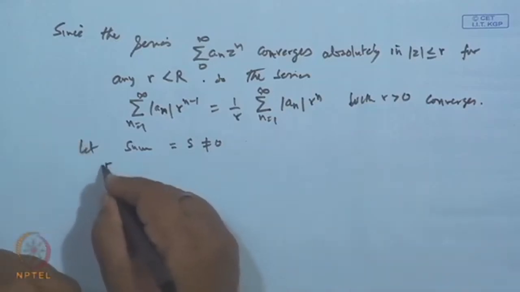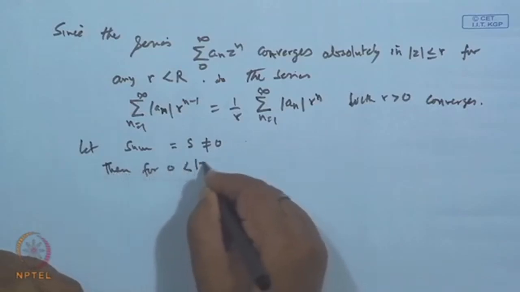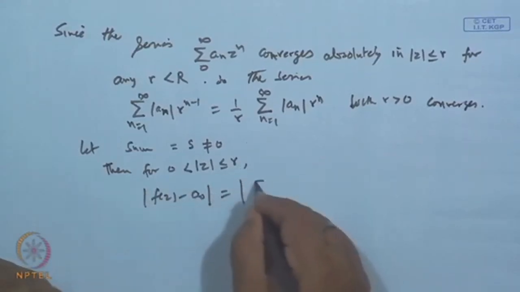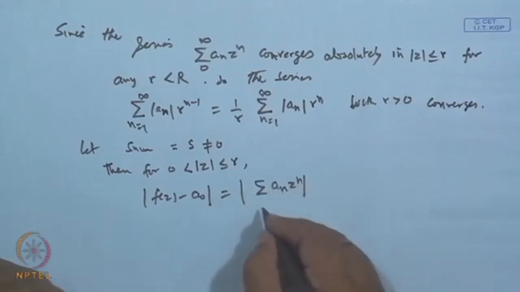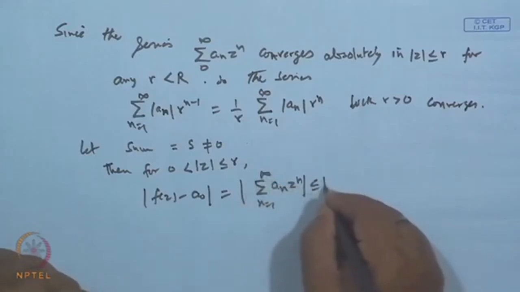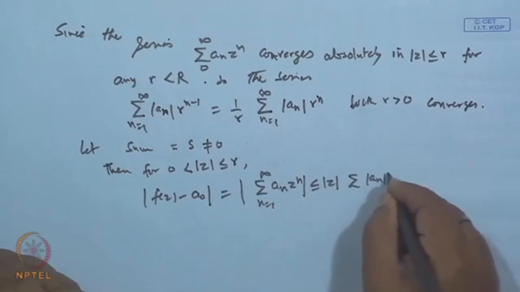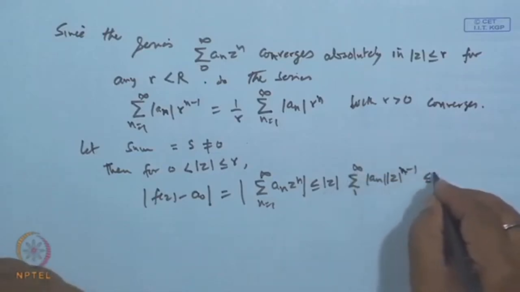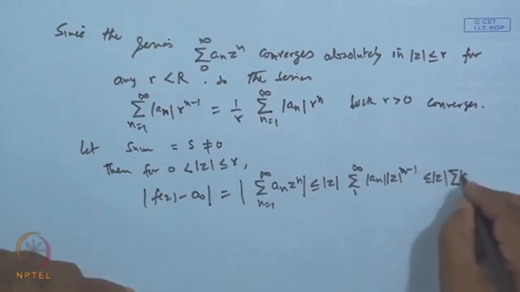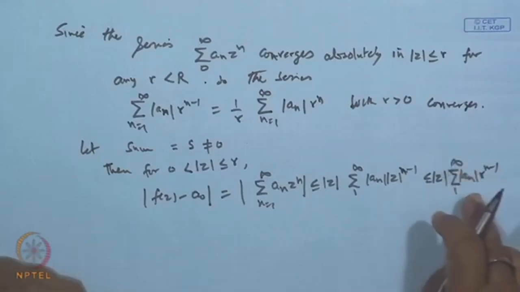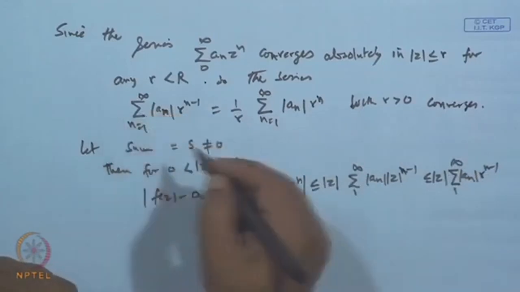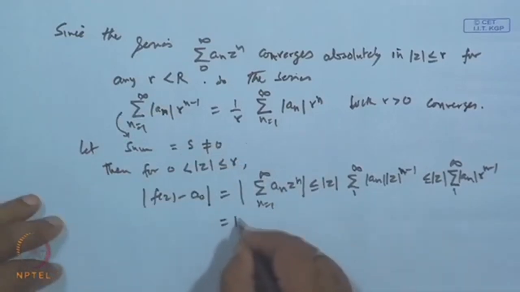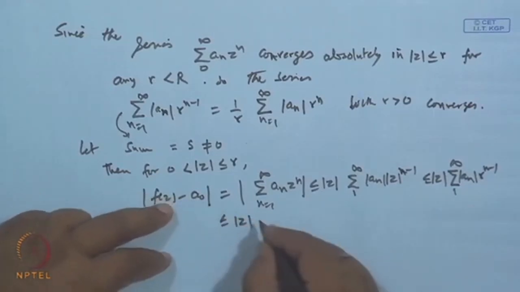Now, for 0 < |z| ≤ r', the difference |f(z) - a_0| equals |Σ a_n z^n|, n from 1 to infinity, which is less than or equal to |z| Σ |a_n| |z|^(n-1), and that is again less than or equal to |z| Σ |a_n| r'^(n-1), because |z| ≤ r'. But this sum is our S. So, this is less than or equal to |z| times S.